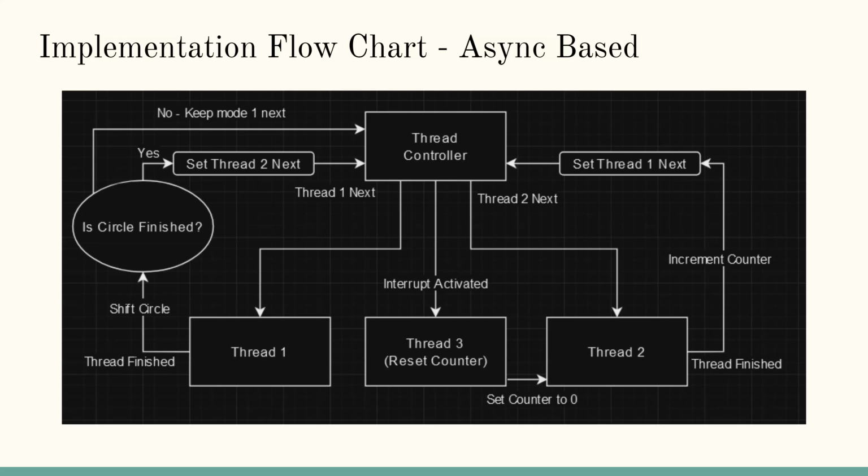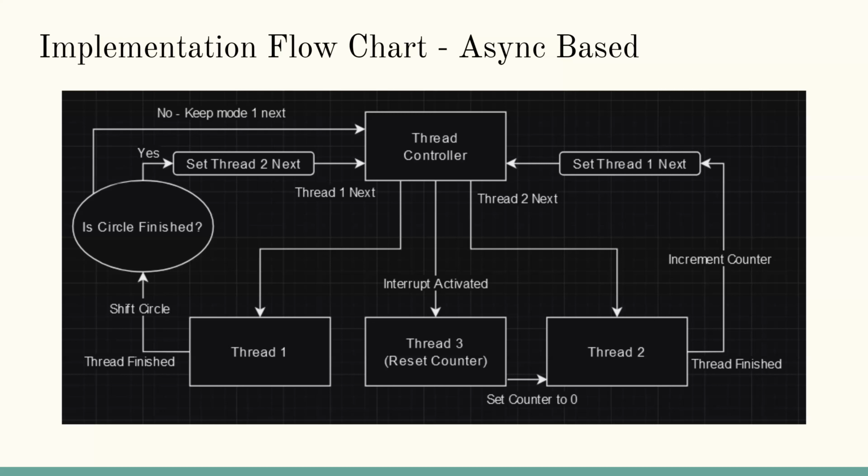next thread. Then we go down to thread two in the bottom right. Once thread two is finished running, we increment a counter. That counter basically means that we've counted one since we finished one revolution of the circle. Then we go to thread one again next to begin another revolution of the circle.